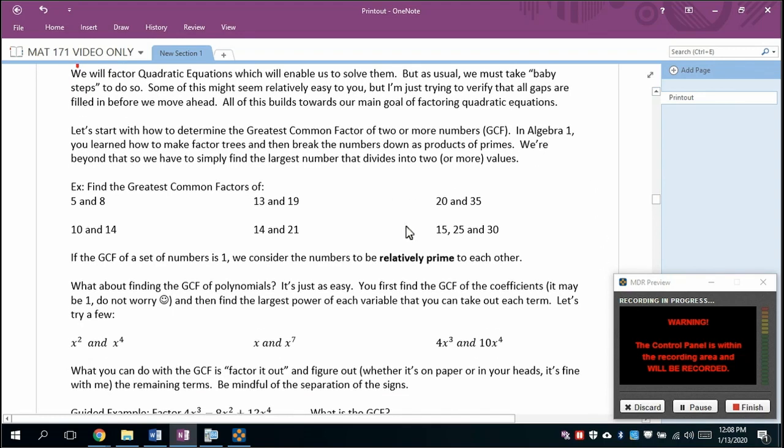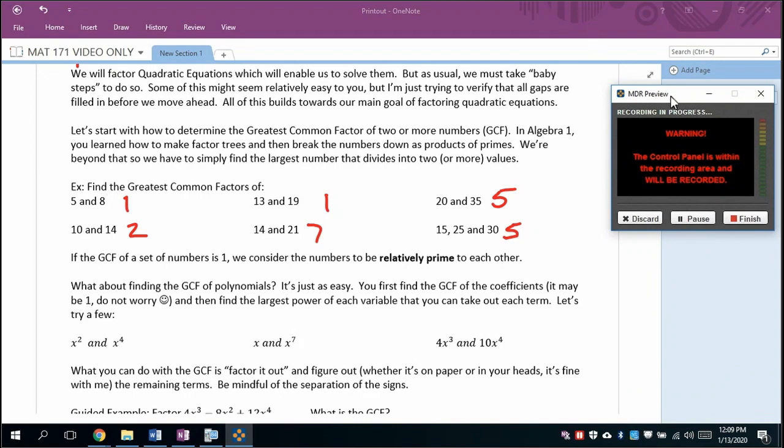So you learned how to make factor trees and whatnot. So first thing you need to do here, find the greatest common factor of 5 and 8. Well, that's simply going to be 1. That's all we can take out. 13 and 19, that is 1. And if the greatest common factor of a set of numbers is 1, then we consider those to be relatively prime to one another. So 20 and 35, 5 is the greatest number that we can take out. 10 and 14, it's only going to be 2. 14 and 21 will be 7. 15, 25, and 30, that will be a 5 as well.